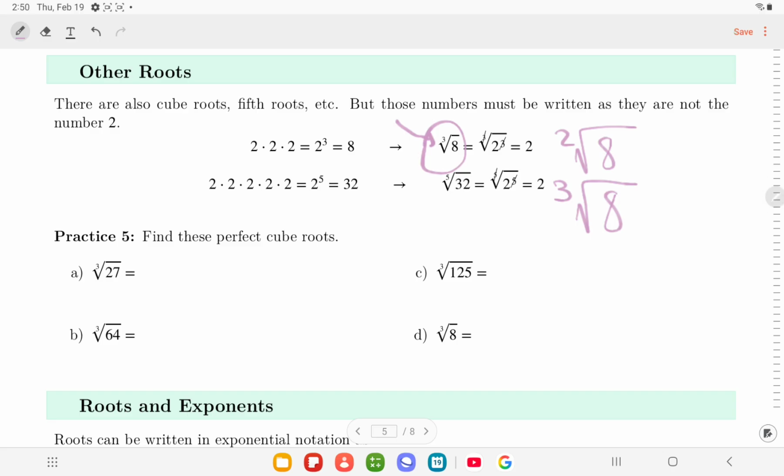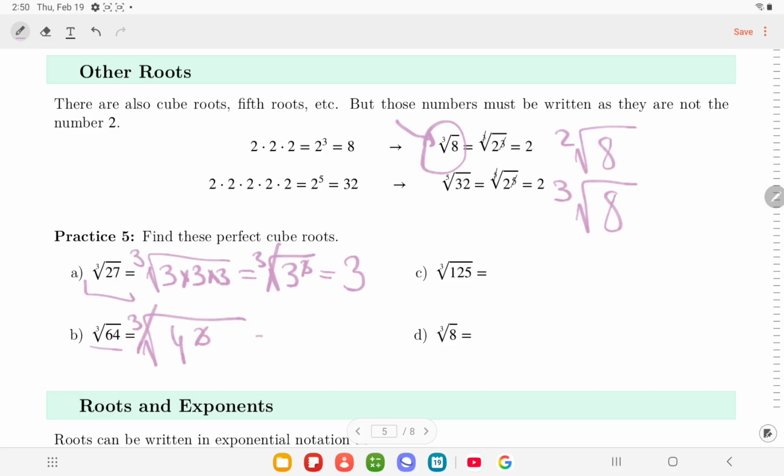Let's do some examples. So to find the cube root of 27 here, we are trying to find the number cubed that equals 27. So in this case, it would be 3 times 3 times 3 that gives us 27. And this is 3 cubed. And now we can cancel those and we end up with 3. Same idea for the cube root of 64. 64 is equal to 4 cubed. And so the cube root of 64 is 4.